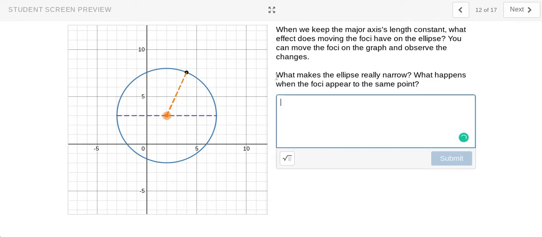So the question says, what makes the ellipse really narrow? We will write: when we move the foci.